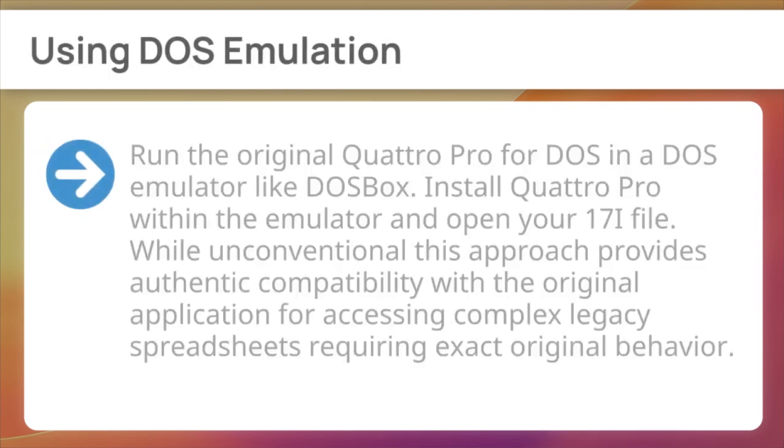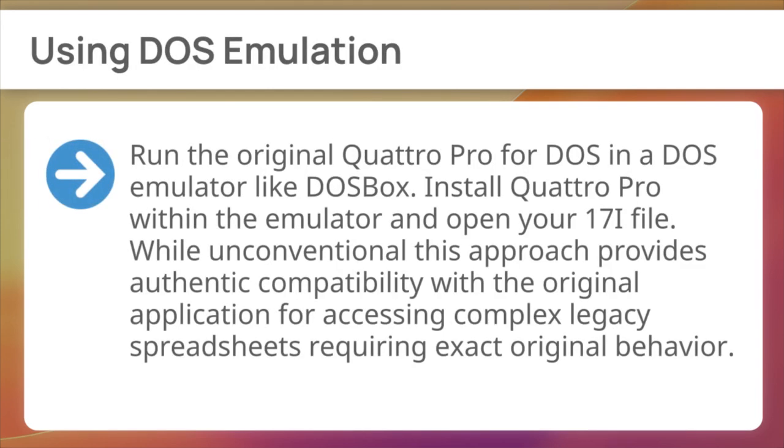Finally, using DOS emulation. Run the original Quattro Pro for DOS in a DOS emulator like DOSBox. Install Quattro Pro within the emulator and open your 1.7i file. While unconventional, this approach provides authentic compatibility with the original application for accessing complex legacy spreadsheets requiring exact original behavior.